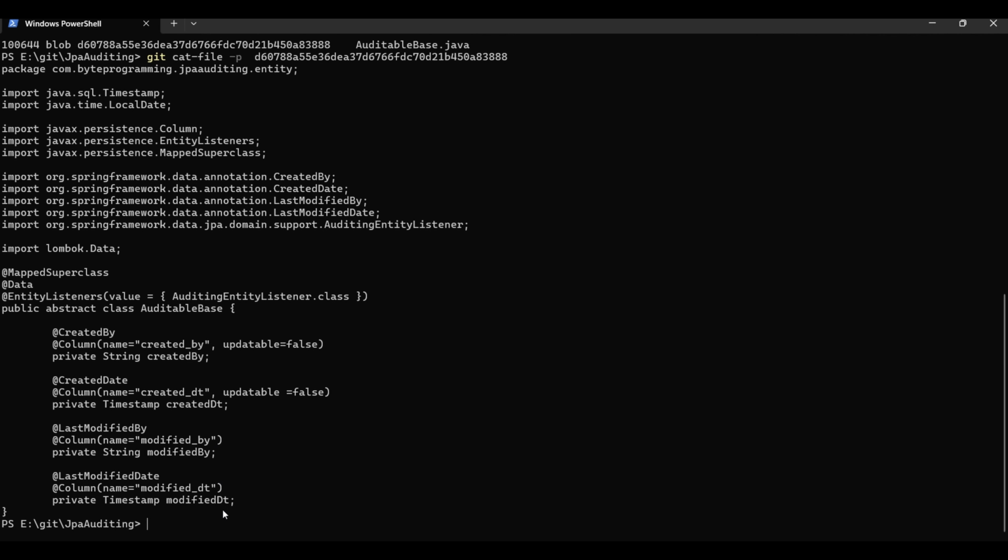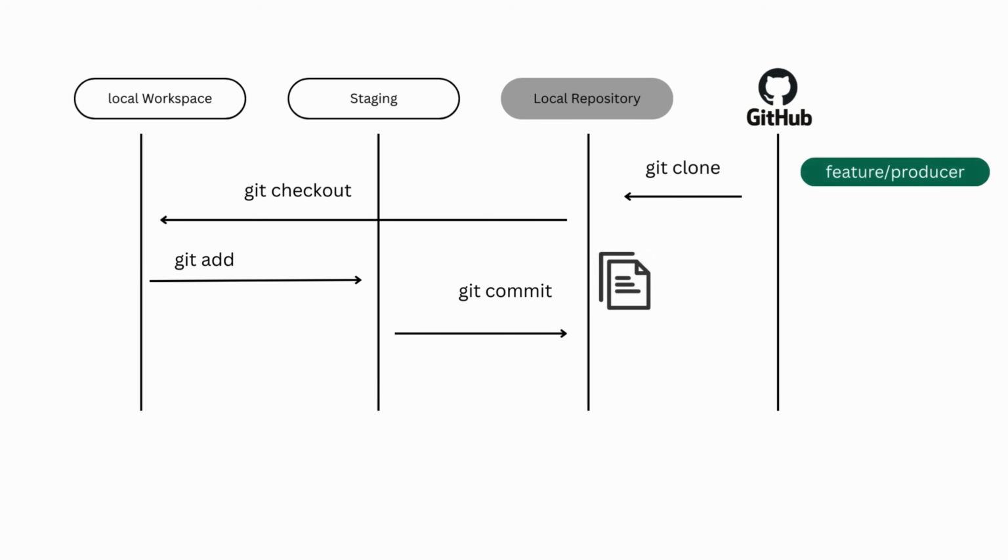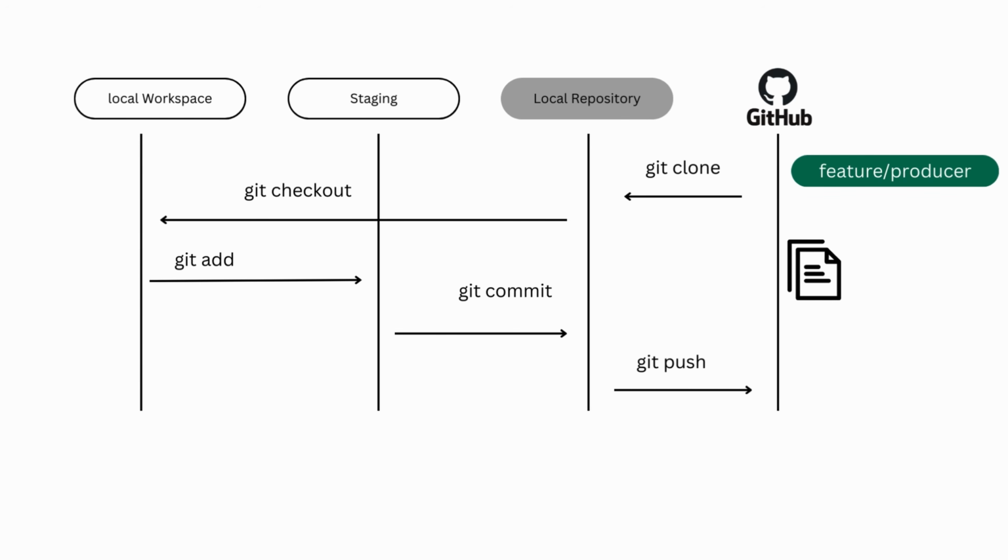So let's come back and see how we can reflect the changes from the local repository to the remote branch. Now we will push these files to the remote branch using the git push command. Commit IDs and commit messages will now be reflected in the remote feature branch.